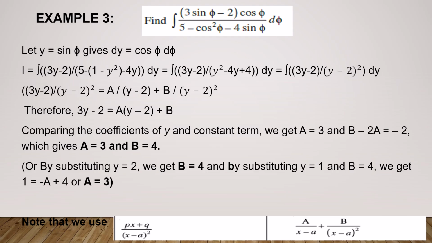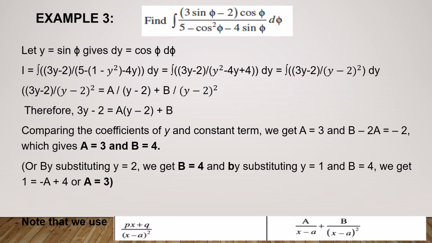Now what will our integral become? (3y minus 2) upon (5 minus sine is y). So what will be cos square? 1 minus sine square means 1 minus y square, minus 4y, whole dy. So again when you simplify this, the denominator will be y square minus 4y plus 4, that is y minus 2 whole square. So now what is your integrand? 3y minus 2 upon y minus 2 whole square.